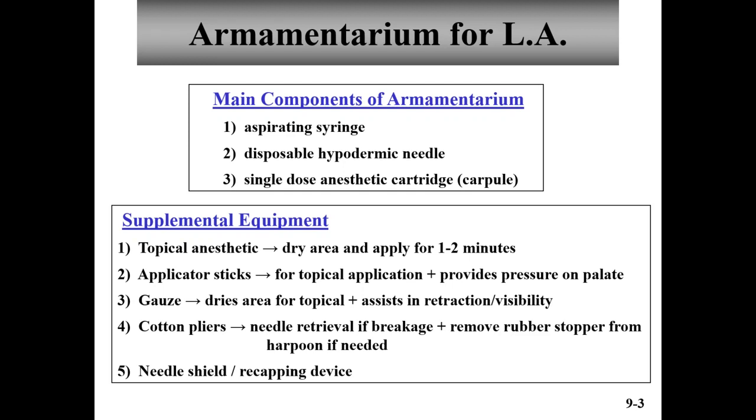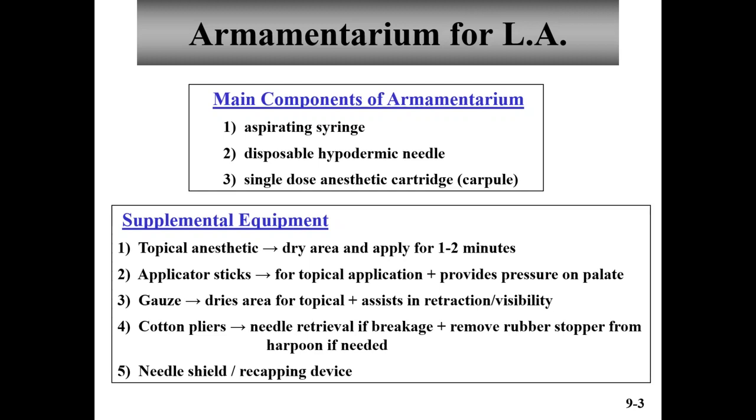Cotton pliers or hemostats you want to have in case, heaven forbid, that the needle breaks, but that would be used for needle retrieval. Or more commonly, the rubber stopper at the end of a cartridge or carpule gets stuck in the syringe and you have to remove it. Well, that's a contaminated piece of equipment, so you don't want to handle it with your fingers. You're also likely to stick yourself with the harpoon of the syringe, so you always use cotton pliers or hemostats. And then a needle shield or some sort of recapping device.